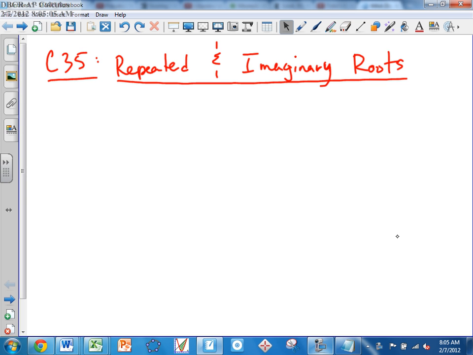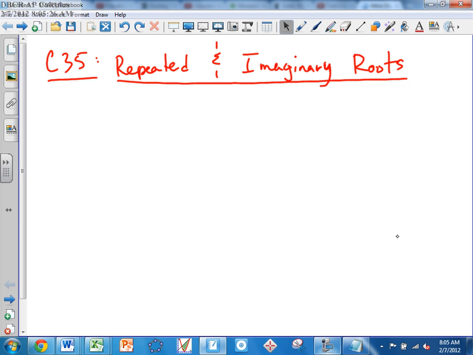Now, we've talked already about imaginary roots, and I know that I've, you know, what's the word? Not preluded, but... John would know this word, that's why. Foreshadowed. I foreshadowed, yes. Okay, thank you.